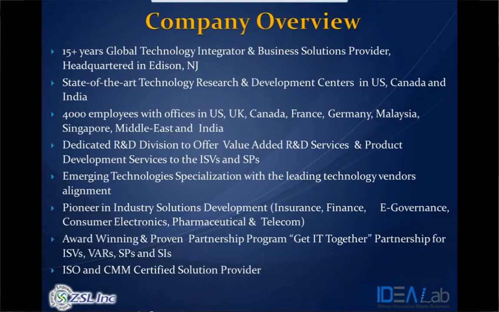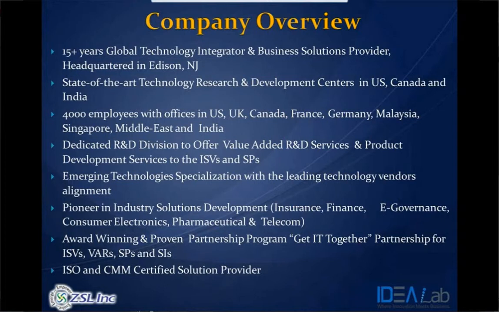So the company overview, which we'll glance through very quickly. We are a 15-plus-year-old global technology integrator and business solutions provider headquartered in Edison, New Jersey. We have state-of-the-art technology research and R&D centers in the U.S., Canada, and India. We have more than 4,000 employees all across the world, from the U.S., U.K., Germany, Malaysia, Singapore, and Canada, and we have our major offshore development center in India. We have a dedicated research and development division to offer value-added R&D and product engineering practices.